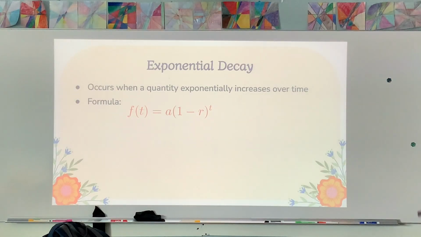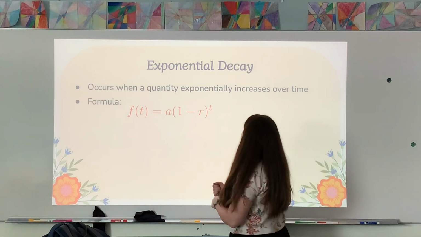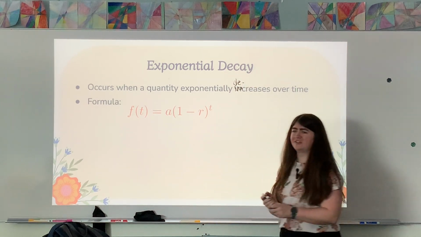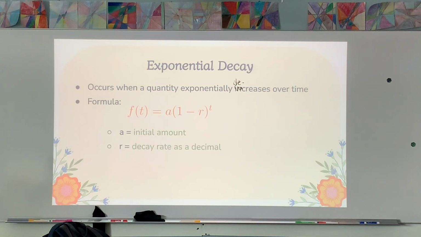Exponential decay occurs when a quantity exponentially decreases over time. Not increases, decreases. We'll just fix this. Is that correct on your papers? Decreases? Okay. All right. In the formula, we have f of t is equal to a times 1 minus r to the power of t, where a is, again, the initial amount, r is the decay rate as a decimal, and t is time.